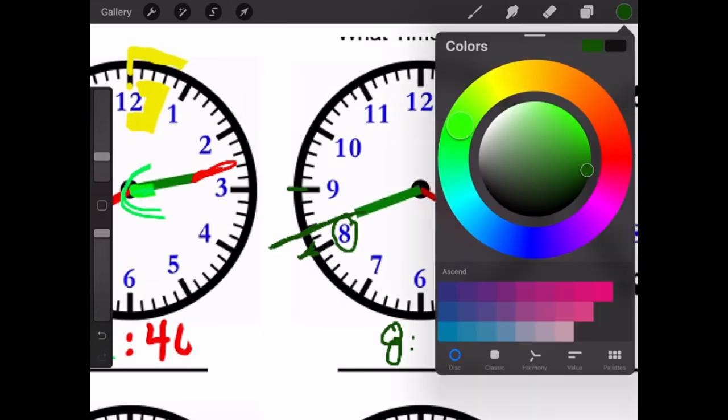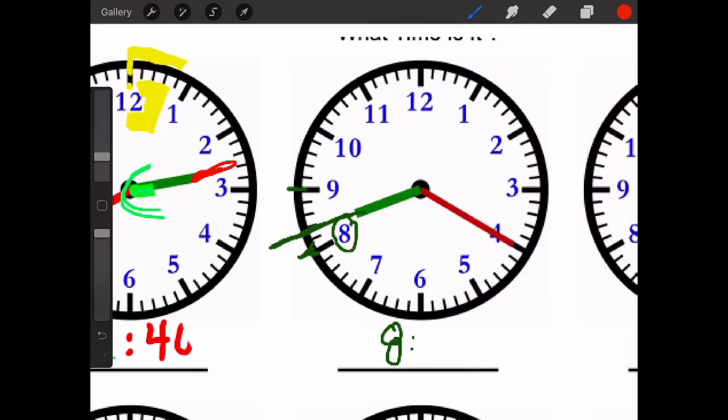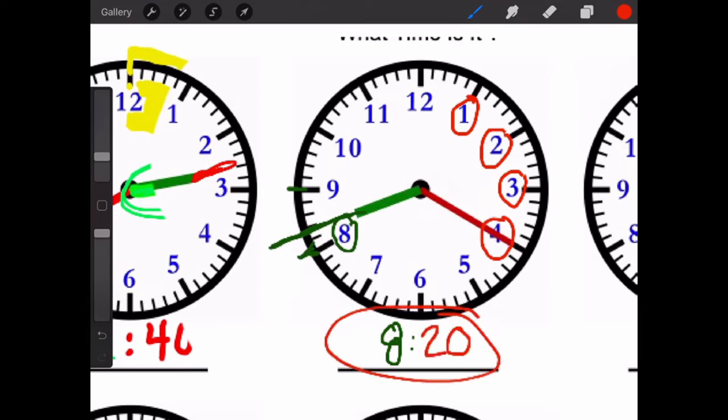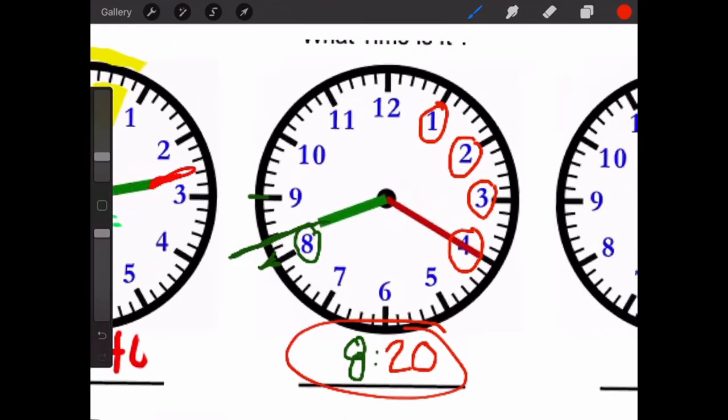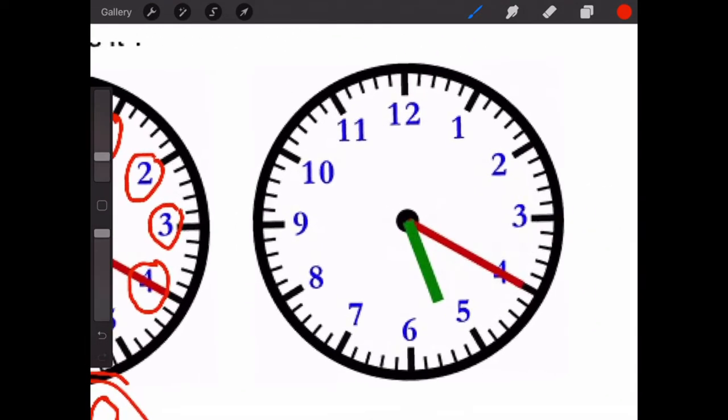Now we can look at the minute hand to discover what minute this is on. So if we count by fives, we've got 5, 10, 15, 20. The minutes on this clock is 20. So the time on this clock is 8:20. Let's do one more to practice.